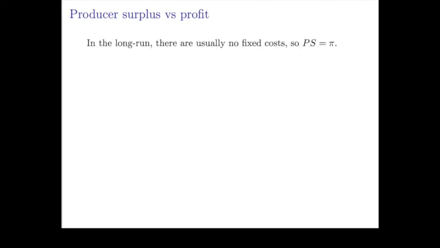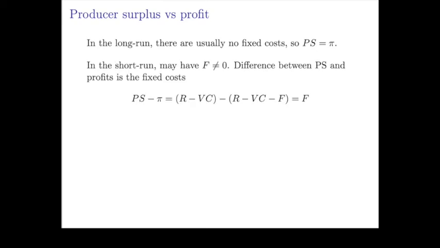And in the long run, usually the fixed costs are 0. So producer surplus and profit in the long run are the same thing. In the short run, however, fixed costs might not be 0. So the difference between the producer surplus and the profit is exactly the fixed cost.